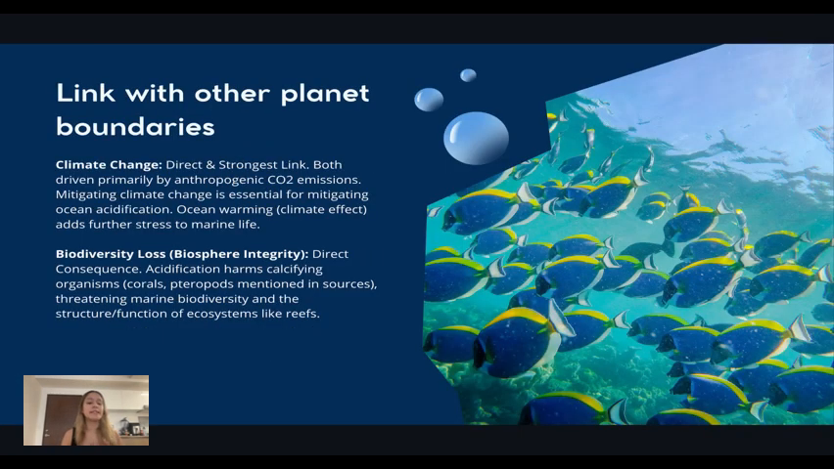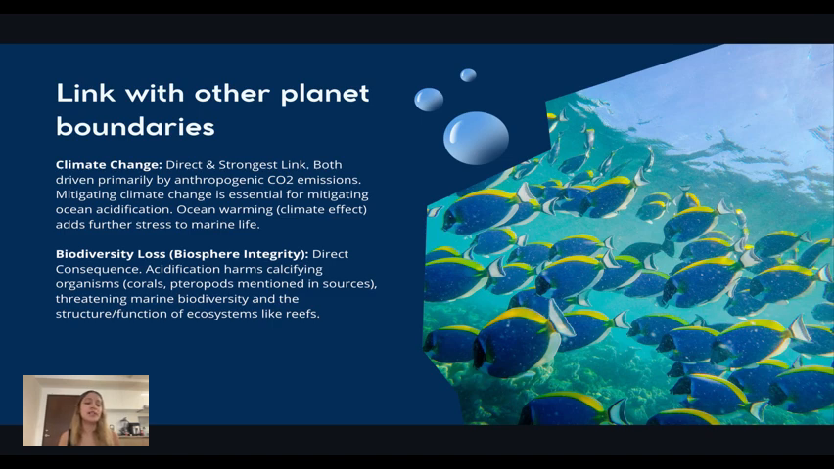Links with other planet boundaries. The direct and strongest one, as you can see, is climate change, because both are driven primarily by anthropogenic CO2 emissions. Mitigating climate change is essential and helps mitigate ocean acidification, and ocean warming adds further stress to marine life.